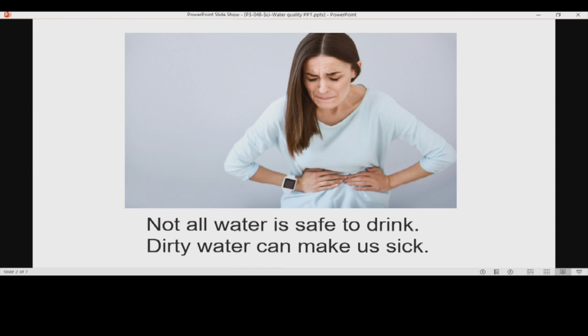Yes, you see the lady in the picture? She's drank some dirty water. And what's happening now? She's got stomach ache, yes, because the water she drank was not clean, not safe. So now she's sick.